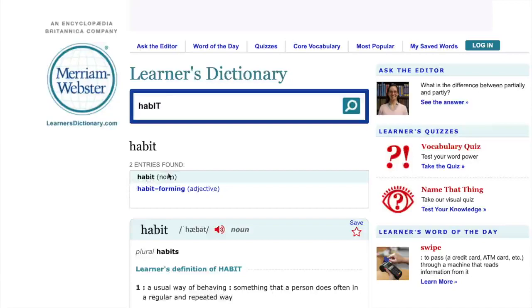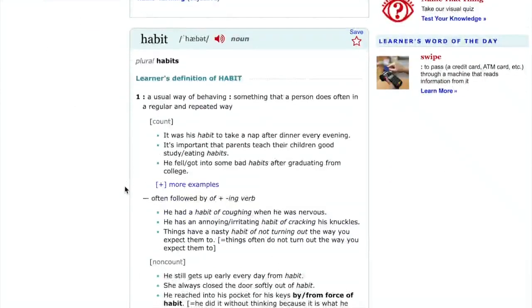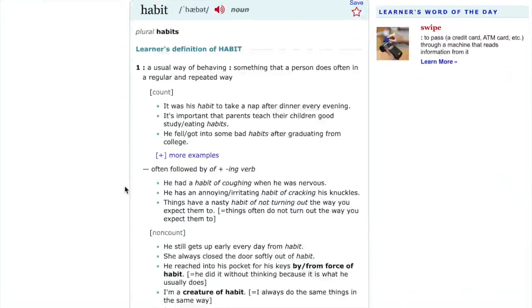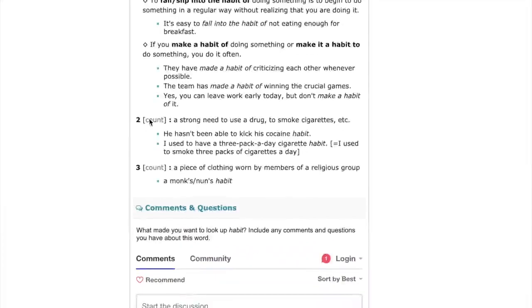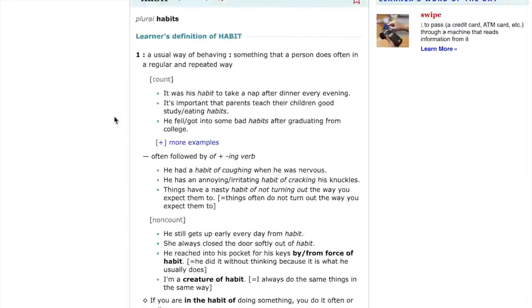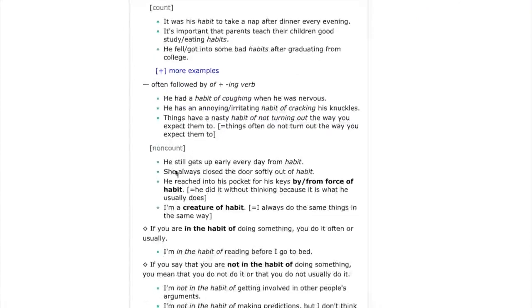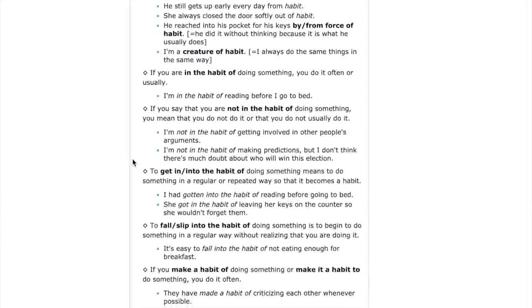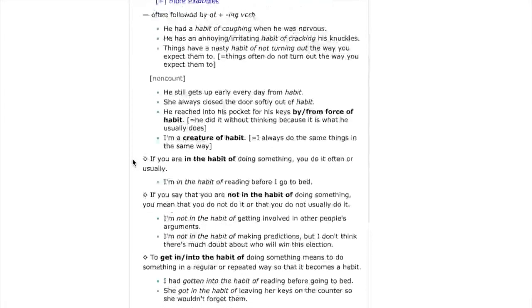So, habit is a noun. What does it say? First things to notice. Here we can listen to how to pronounce the word. Here it tells us there is one meaning. Here we can see there's another meaning and another meaning. So this word has three possible uses. Also we can see that it is countable. So we have habits, but also there are some non-countable uses. So this is all very important information.